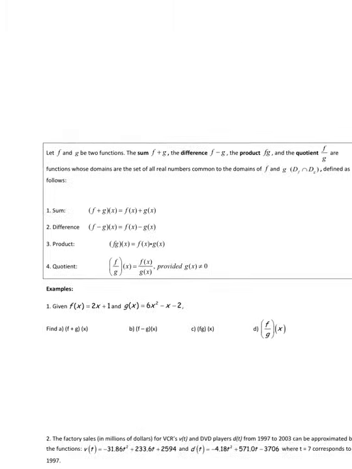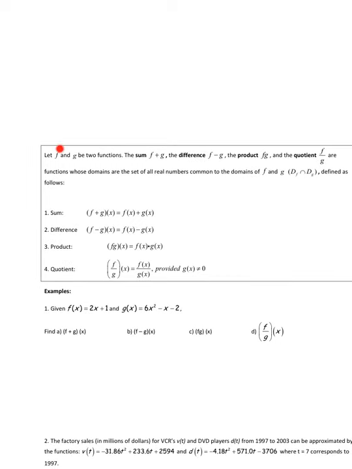So coming over here, let f and g be two functions. The sum, difference, product, and quotient are all new functions, where if I add f of x plus g of x, we have a new function which is called f plus g of x. The subtraction of them creates a new function. Instead of it being called f or g, it's called f minus g.